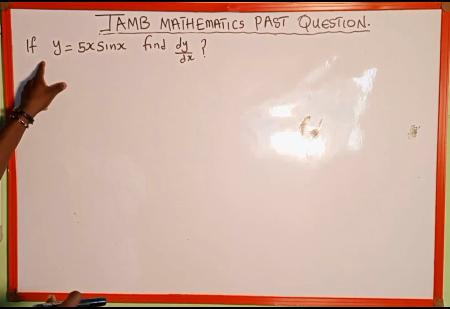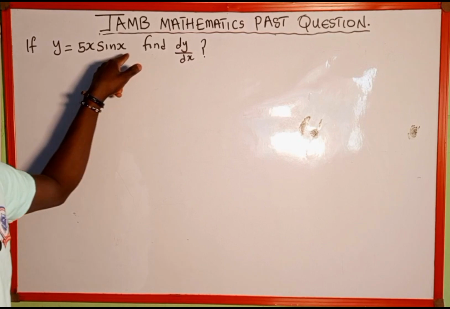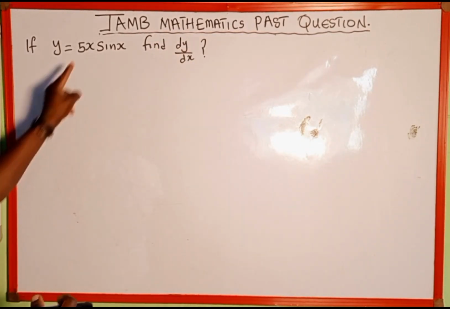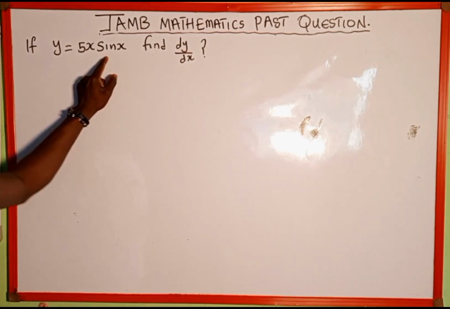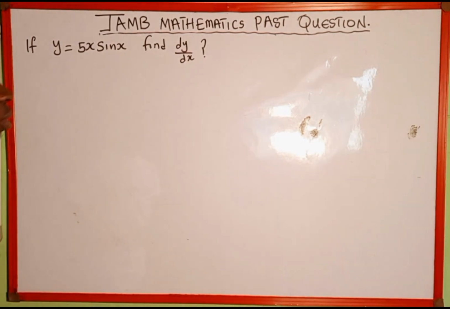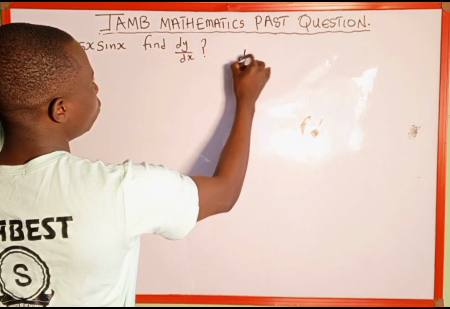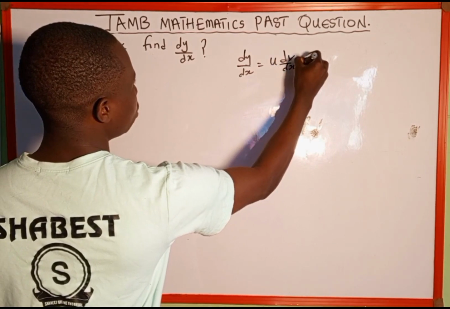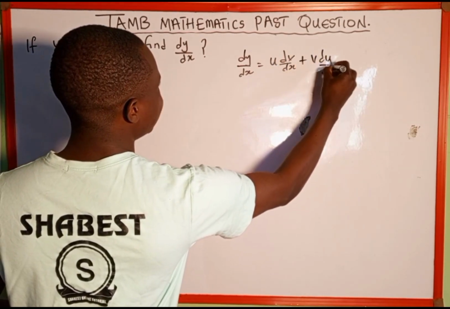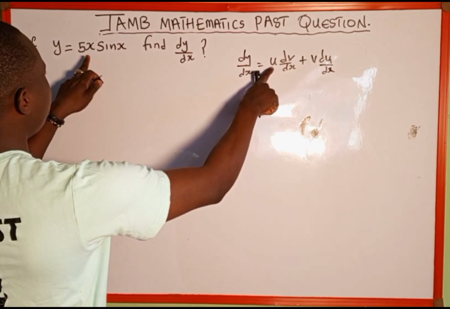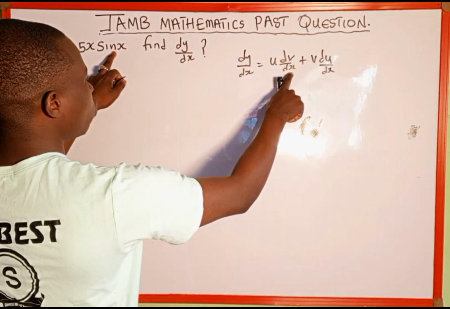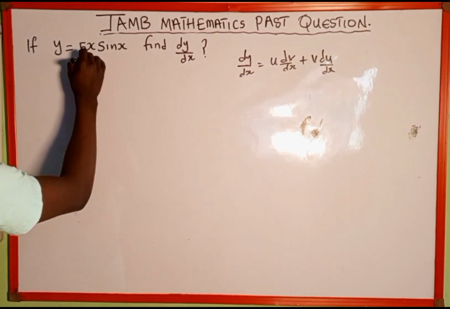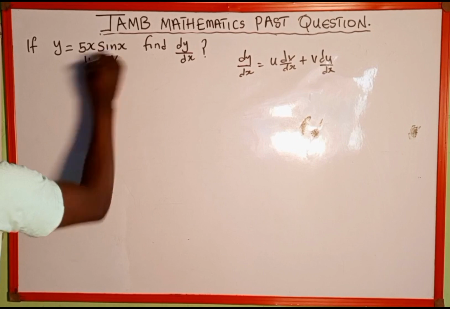The question on the board reads: if y is equal to 5x sine x, find dy over dx. So this is differentiation. If you look at this function, 5x is multiplying sine x, so we're going to use the product rule. Remember the product rule formula: dy over dx is the same as u dv over dx plus v du over dx. What this formula implies is: keep the first one constant, differentiate the second one, plus keep the second one constant, differentiate the first one. So here is going to be u, and this is going to be v.